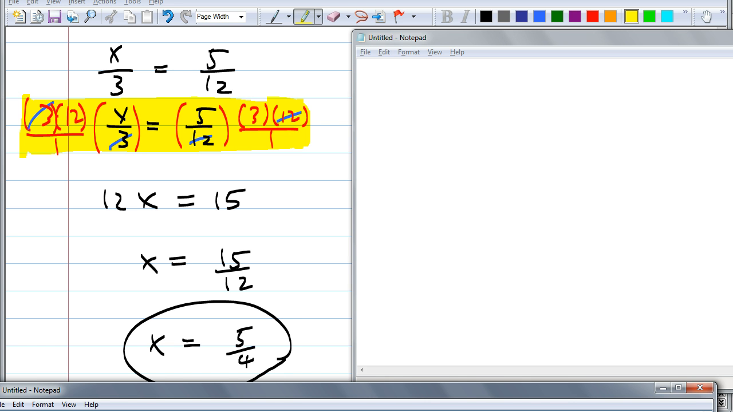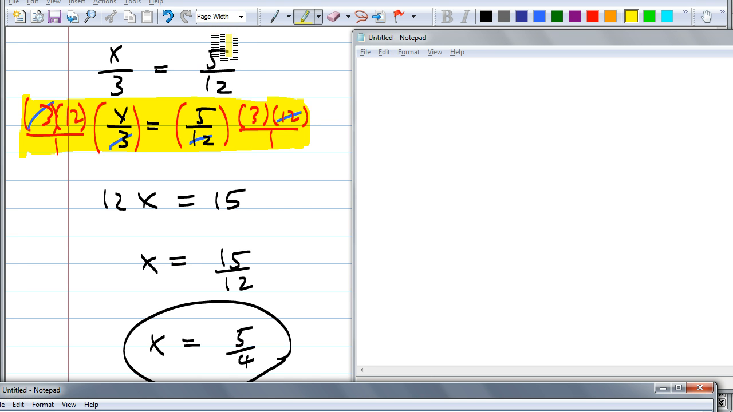Right, but what does that mean in terms of this original equation? We had x over 3 equals to 5 over 12. Exactly. If you were to plug in x equals to 5/4 here, you get 5 over 4 all over 3. It's not really a simplified fraction, right? Turns out that whole thing, if you simplify it, equals to 5 over 12.